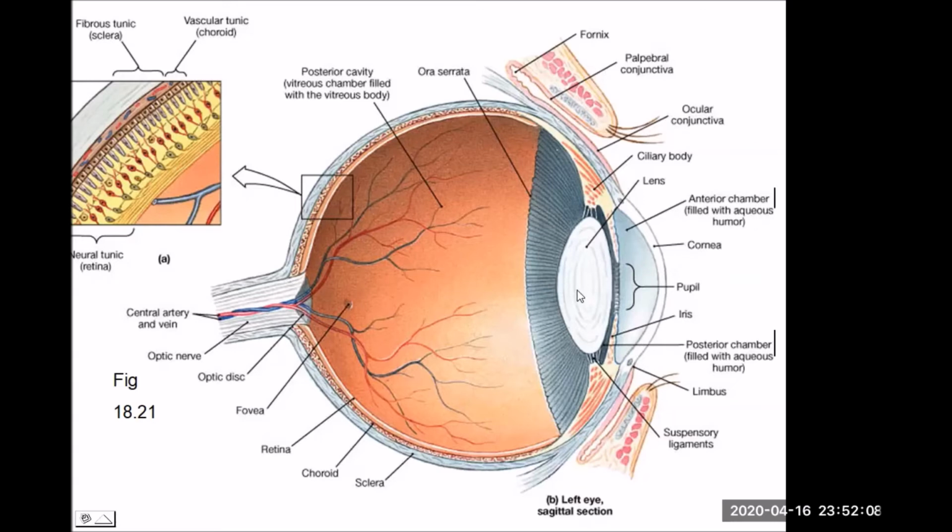All of the space inside the eye posterior to the lens, a much larger space, is known as the posterior cavity, that's filled with the vitreous humor, or it can be called vitreous body.